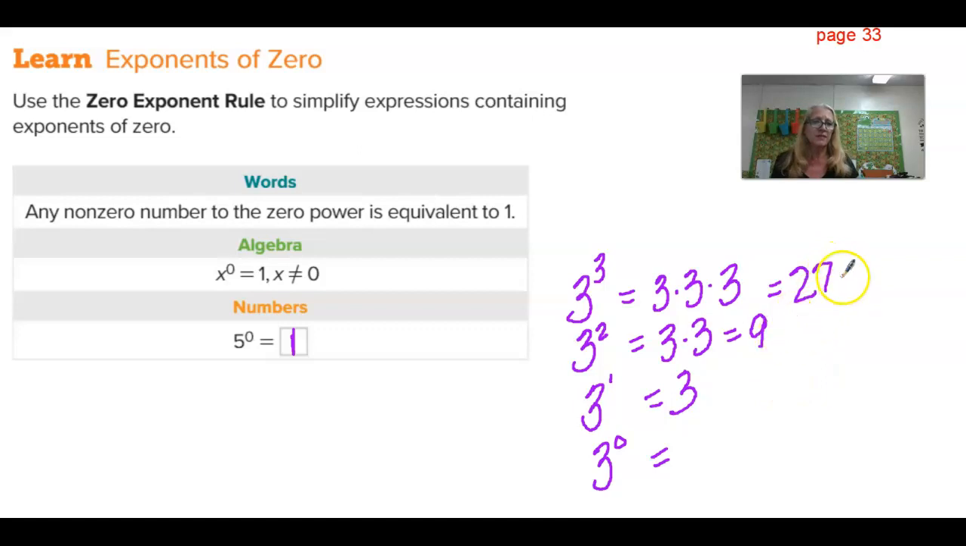But let's look at this. To go from 27 to 9, we had to divide by 3. To go from 9 to 3, we divided by 3. So what's 3 divided by 3? That's right, it's 1. And it doesn't matter what number I start with, it always ends up 1. So that's why we have the 0 exponent rule. Anytime you have a number or a letter that is raised to the power of 0, it is equal to 1.